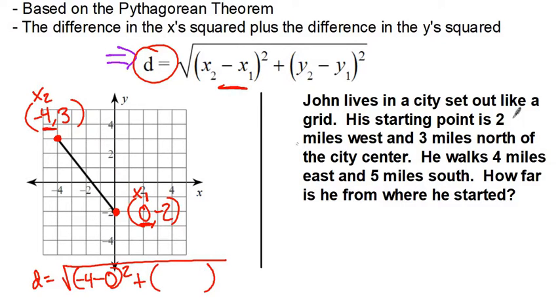Plus, and then we have our y2. So here's our y2, and this is our y1. So plus the difference between 3 minus -2, and that's also being squared. All right, so now how do we solve that?